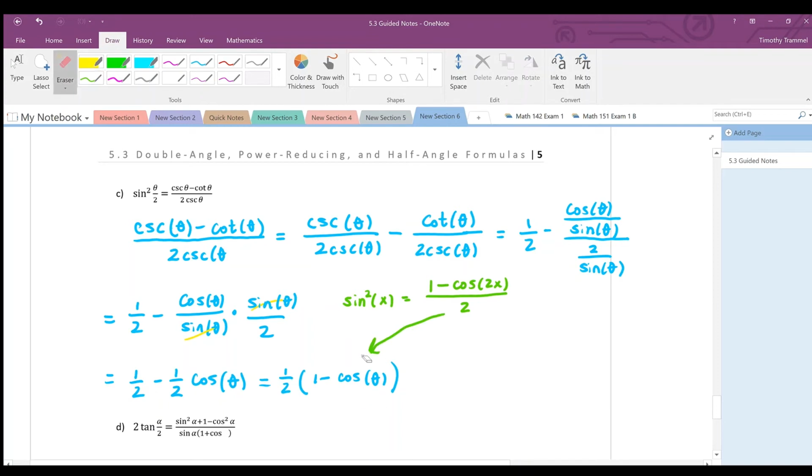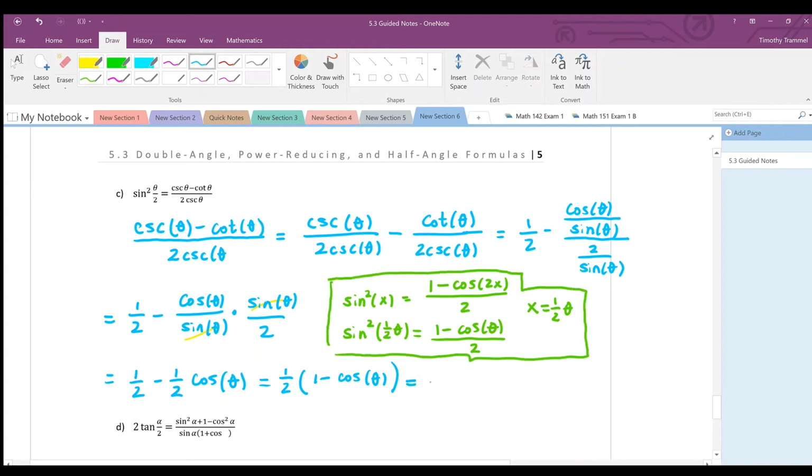But that's actually okay. If we were to let, say, x equal theta over 2 or 1/2 theta. Either one of those would be fine. You could see then that this would look like sine squared of, and again, we're replacing x here with a 1/2 theta. And that would look like 1 minus cosine of 2 times 1/2 theta, which is just theta, and then all over 2. And that should equal sine squared of 1/2 theta, or if you prefer, theta over 2.